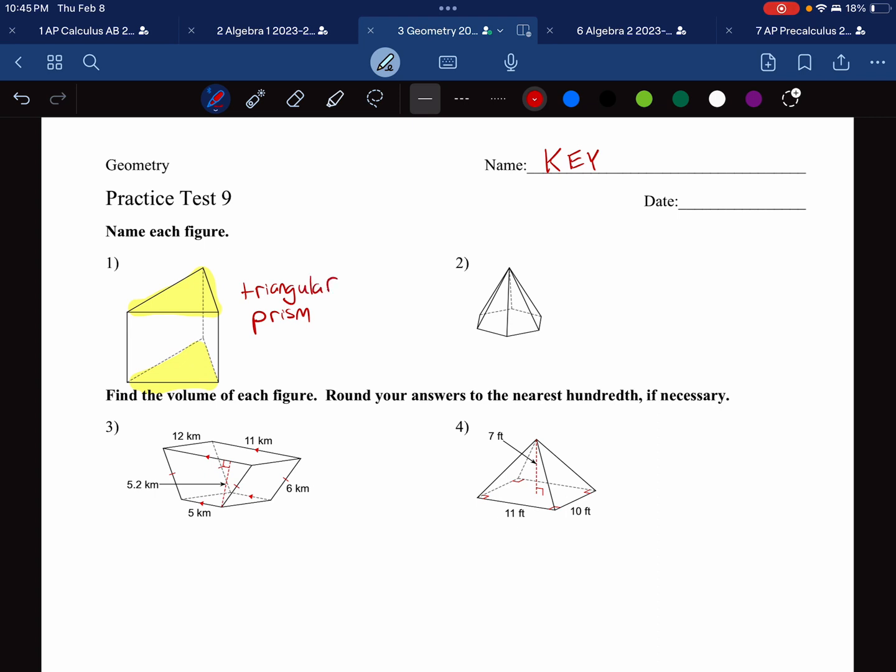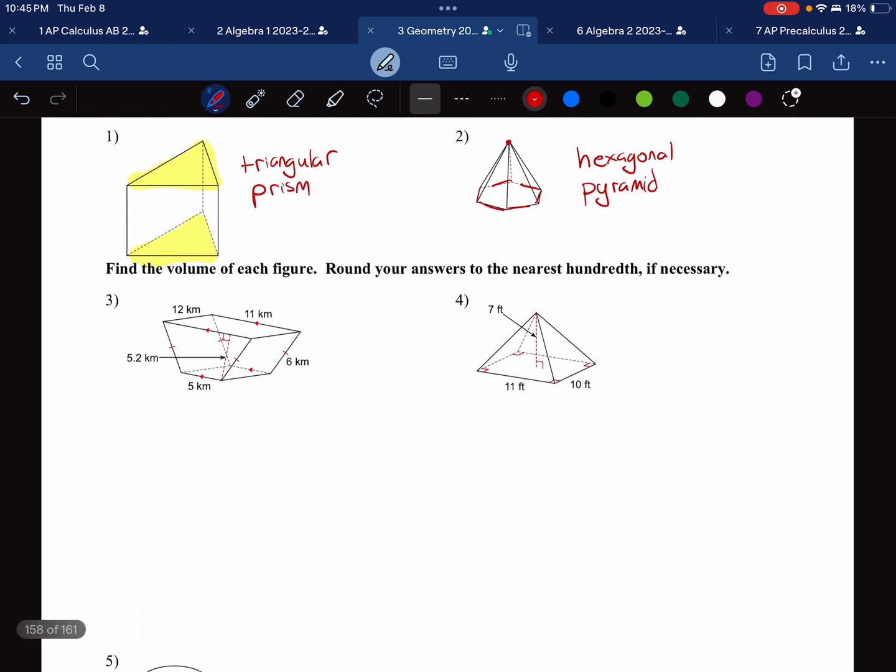triangular prism. This next one, they meet at a point, therefore it's a pyramid. And that base shape has 1, 2, 3, 4, 5, 6 sides, so it's a hexagonal pyramid. All right, number 3, we're trying to find the volume of each of the figures.